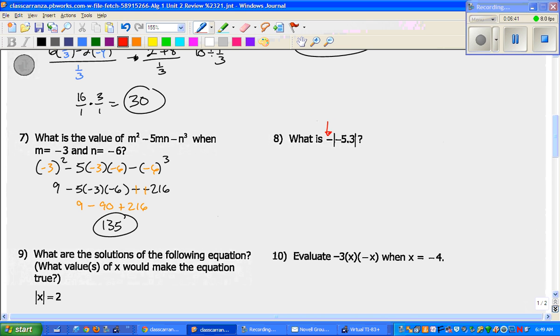All right, so absolute value, we have to remember that means the opposite. So what is the opposite of the absolute value of -5.3? Well, the absolute value is 5.3, but the opposite of that would be -5.3.